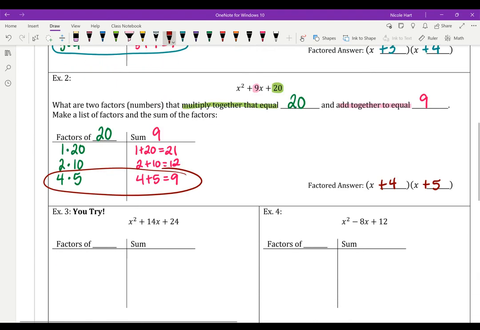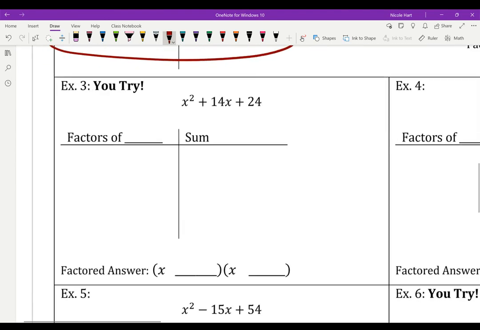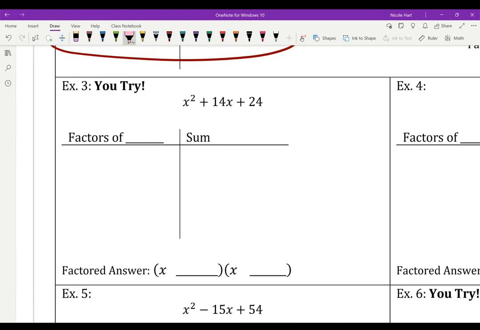All right, I want y'all to go through, do example 3. You are looking for numbers that are factors of 24 and add together to equal 14. So take a moment, see if you can figure that out, and check back for your answer.